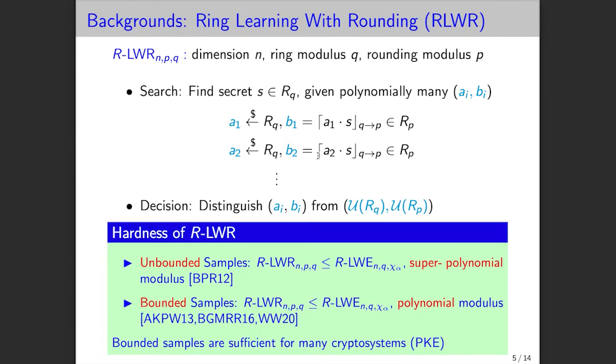For the hardness, we have reductions from ring RLWE to ring RLWR. When the number of samples is unbounded, we need the modulus Q to be super-polynomial. For bounded samples, we also have a similar reduction, but a polynomial modulus is enough. Fortunately, bounded samples are sufficient for many cryptosystems, including the PKE. So we just need a polynomial modulus in the cryptosystem.